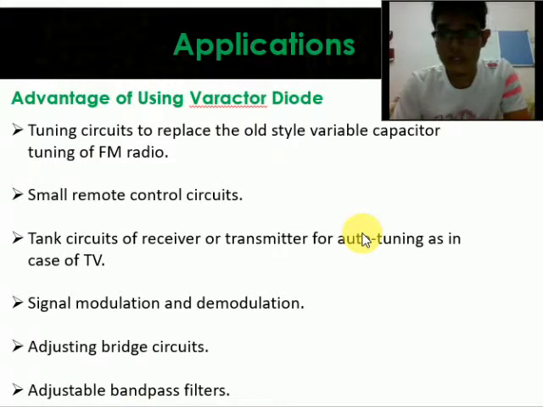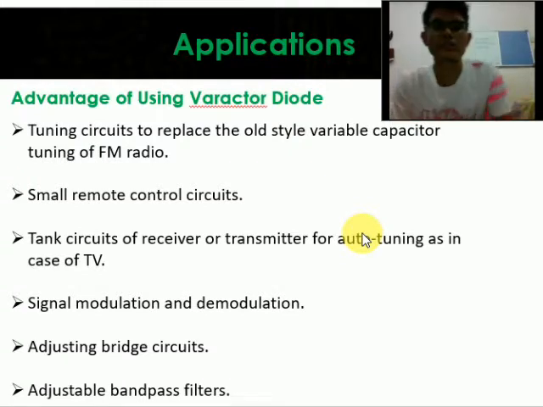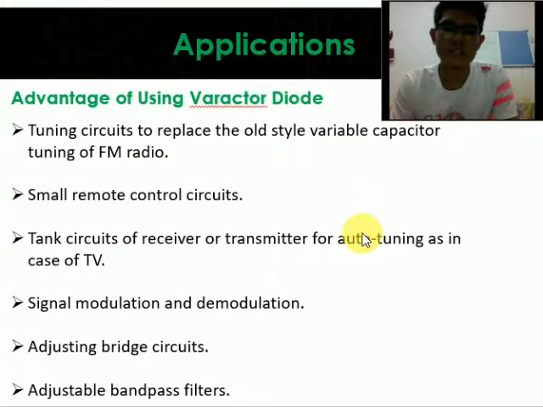Okay, there are a lot of advantages when we use a varactor diode. First, tuning circuits to replace the old style variable capacitor tuning of FM radio. A small remote control circuit. Then tank circuits of receivers or transmitters for auto tuning, as in the case of TV. Then the varactor diode is useful for signal modulation and demodulation. It can also be used in adjusting bridge circuits and adjustable band pass filters.